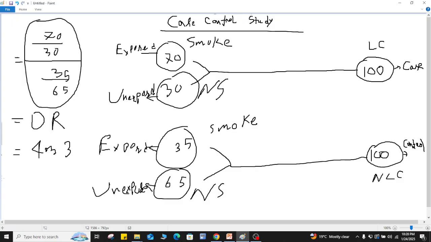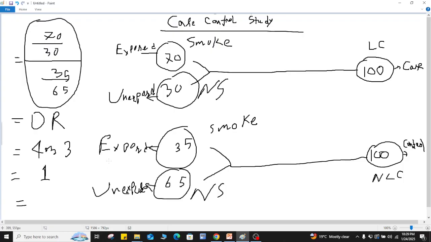Now, similarly, for example, in the same setting, if we got an odds ratio of 1, then we can say actually smoking has no relation or no association with lung cancer.